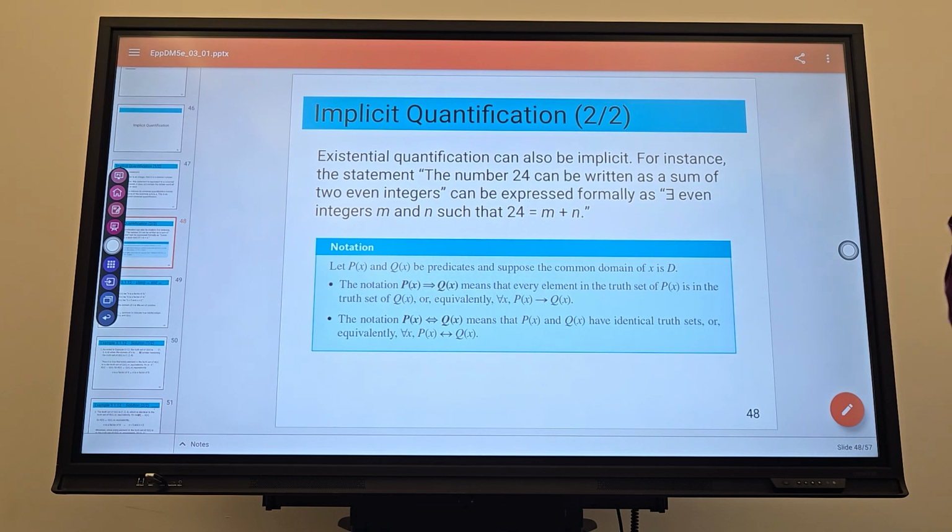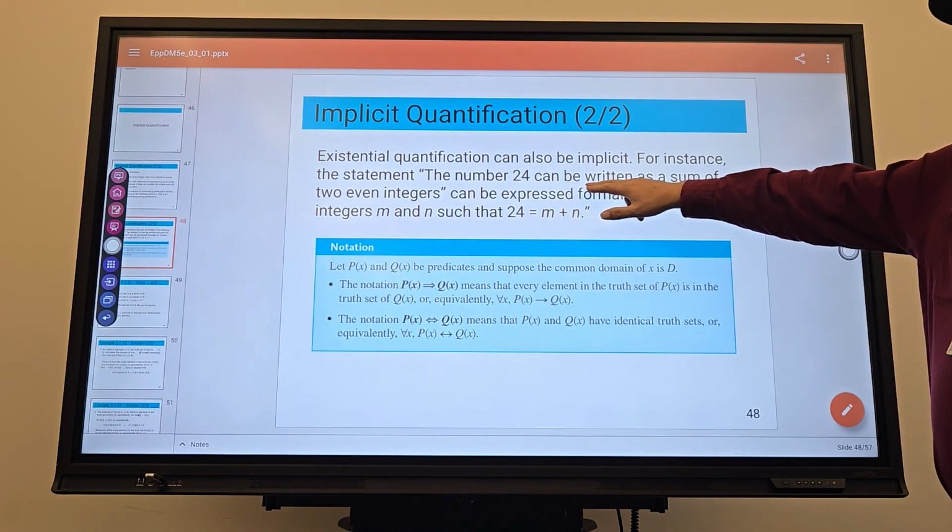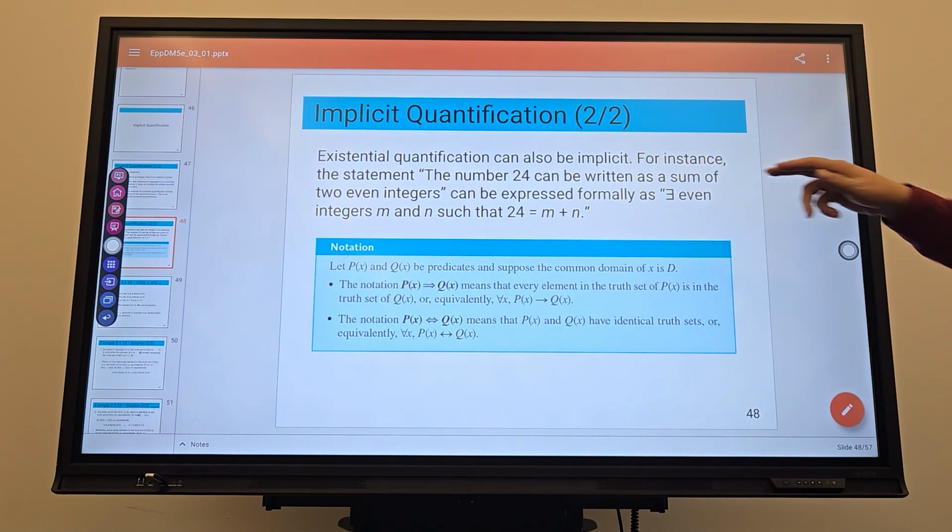Existential quantification can also be implicit. The number 24 can be written as a sum of two even integers. This can be expressed formally as this, and the only real indicator of it is the phrase can be. Not that it always is, but can be. That is implicitly indicating an existential quantification.